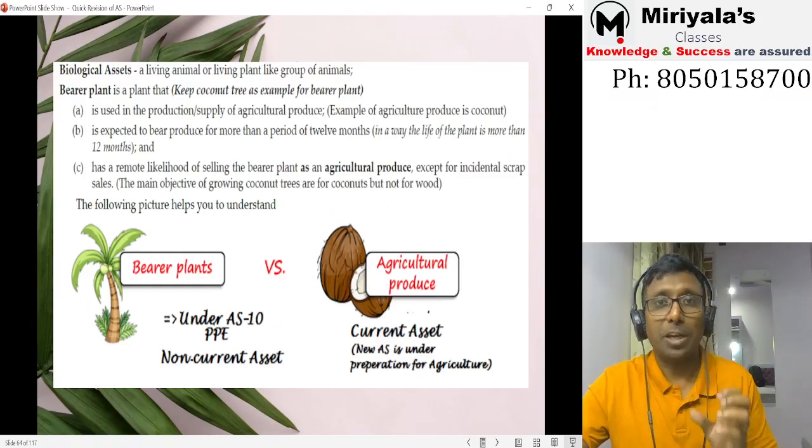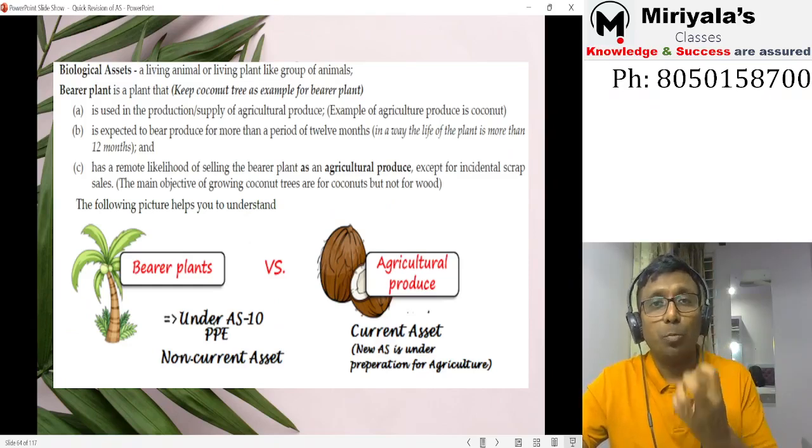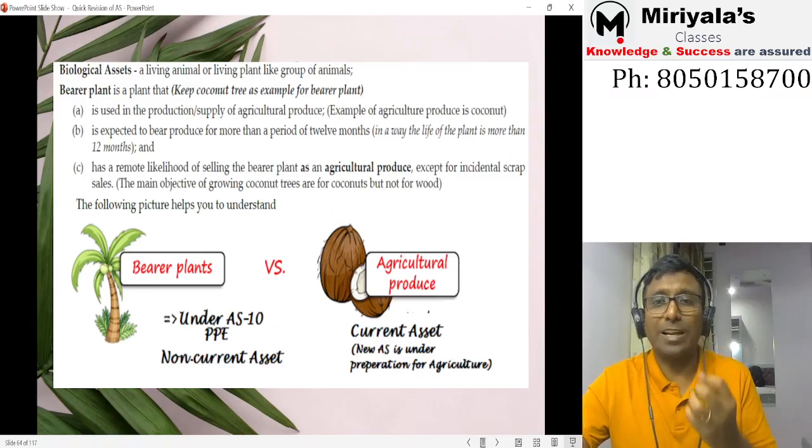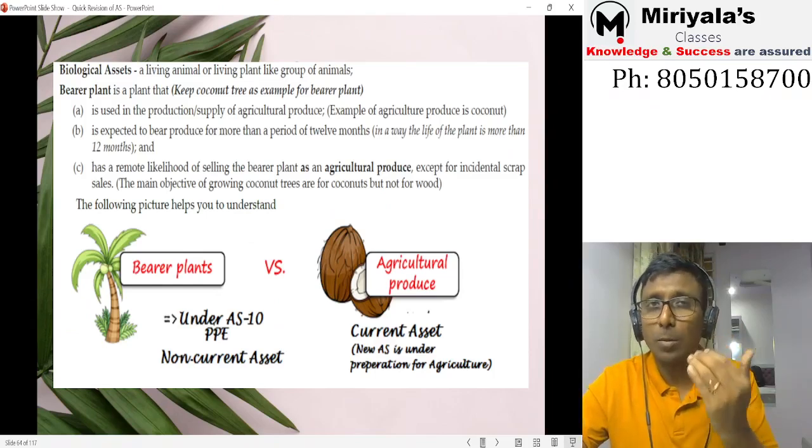Sir, what do you mean by bearer plant? This was asked as a 2 marks question once upon a time. What is that bearer plant? It is a plant which will bear the produce, agricultural produce, and its life is going to be a minimum of about 12 months.